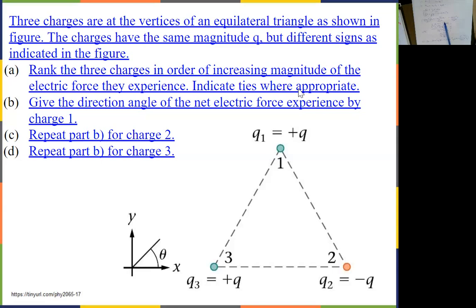B, C, D is given the directional angle of the net force experienced by charge 1, 2, and 3. So you guys can give it a try. We will take a look at the solution in a couple of minutes here together.